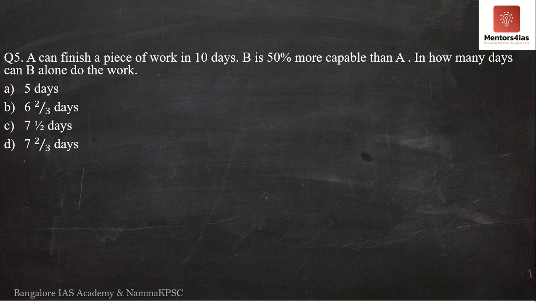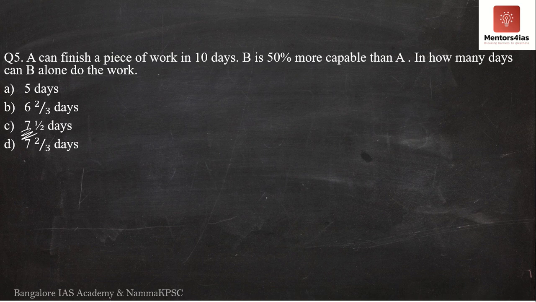Now, see here, many people would do this: if the question said B is 100% more capable, then B should be able to do the entire amount of work in half the number of days, correct? If that is the case, then over here shouldn't it be 7.5 days? Okay, that would be the logic, but please don't make such mistakes.